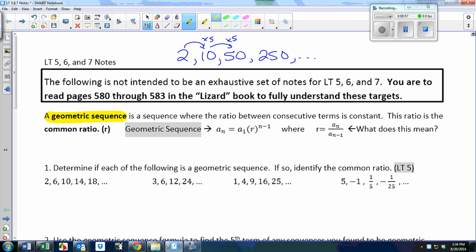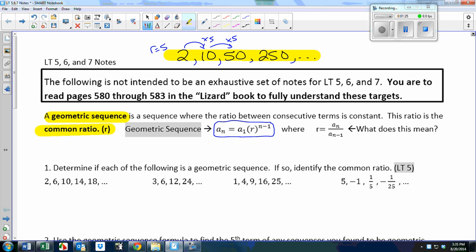So a geometric sequence is an example like we just looked at there. The r, the common ratio, would have been 5 for that example. Just like in learning targets 2, 3, and 4, there was a formula that you could use for various things involving geometric sequences. There's a formula here: a sub n equals a sub 1 times r to the n minus 1, that we'll use in all sorts of ways.